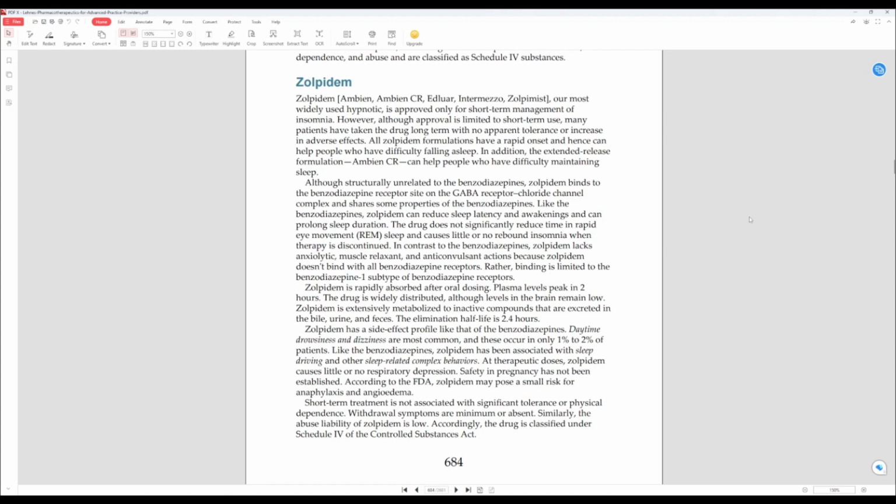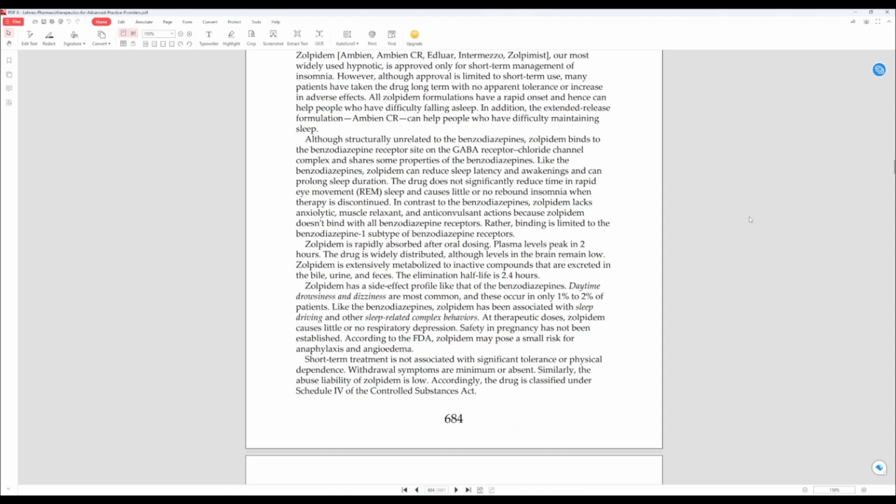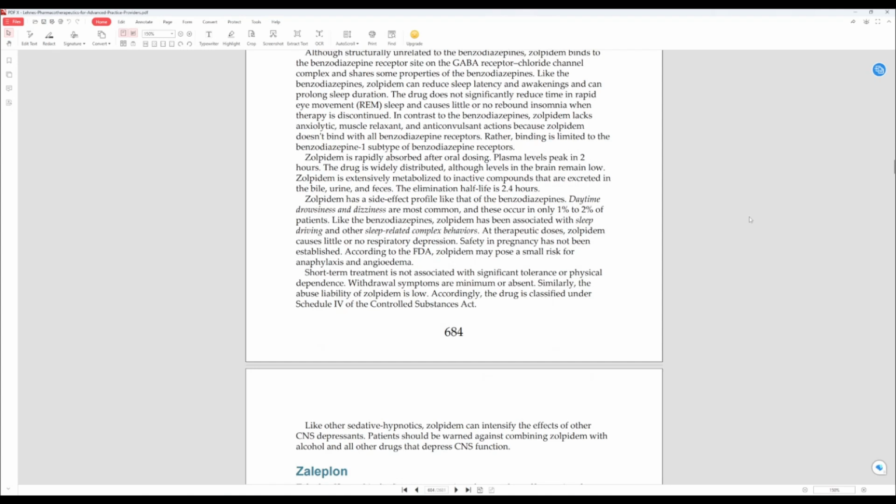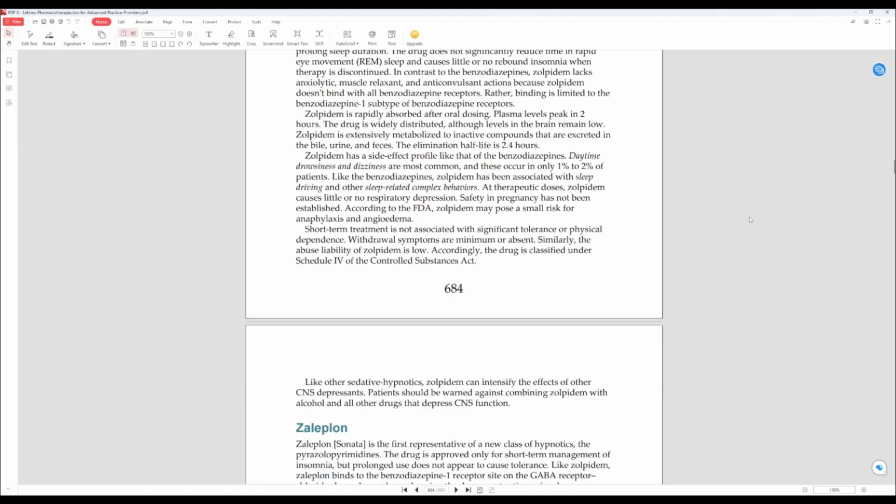Ambien has a side effect profile like that of a benzodiazepine. Daytime drowsiness and dizziness are most common, and these occur in 1 to 2% of patients. Like the benzodiazepines, Ambien has been associated with sleep driving and other sleep-related complex behaviors. At therapeutic dosages, Ambien causes little or no respiratory depression. Safety in pregnancy has not been established. According to the FDA, Ambien may pose a small risk for anaphylaxis and angioedema.